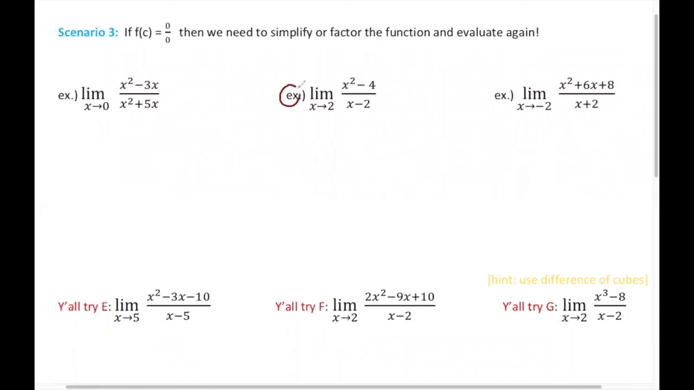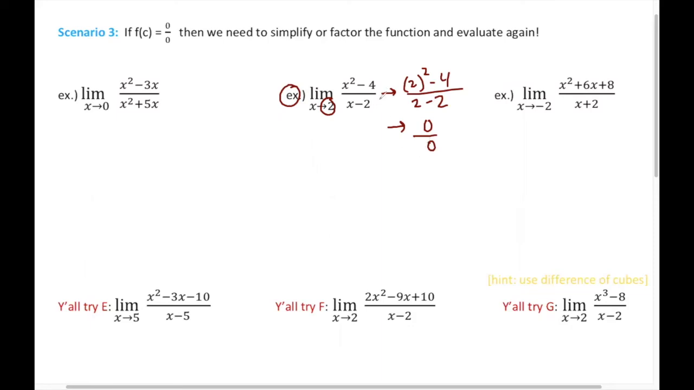Moving on to the middle example, where we have the limit as x approaches 2 of x squared minus 4 over x minus 2. Let's start by plugging in this limit value of 2. So doing so, we would have 2 squared minus 4 over 2 minus 2. So we have 2 squared, which is 4 minus 4 is 0, and 2 minus 2 is 0. So we got the doggone 0 over 0 again. But since we have that, we are going to attempt to simplify.